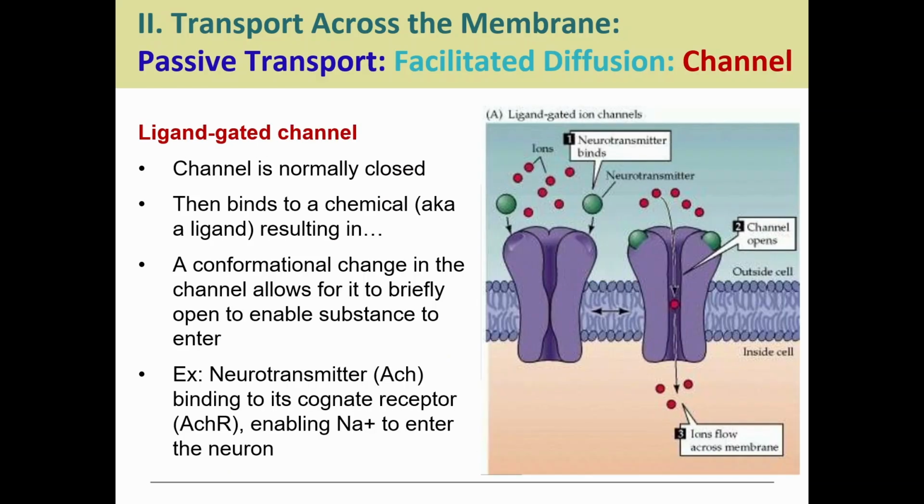Versus ligand gated, right? This channel is normally kept closed, right? And then a key is going to come along, whether that is a ligand that is going to bind to it, causing a change in shape to allow it to open, or it can be something like a voltage gated one where we have a change in the charge of the interior of the cell or the exterior of the cell, and that causes it to open. So a good example of a ligand-gated channel is a neurotransmitter like acetylcholine binding with its acetylcholine receptor, and that allows sodium to enter into a neuron.